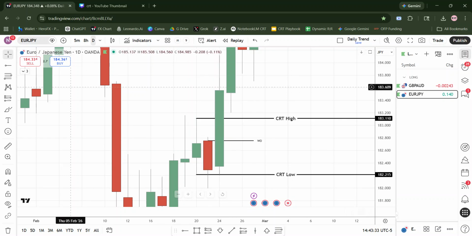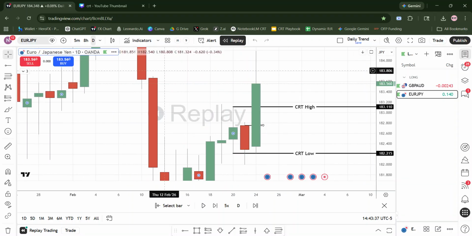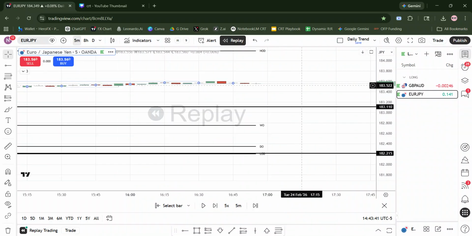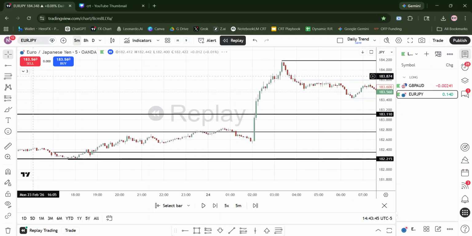So let's do the replay option. And we'll go down to the 5 minute. We're going to find that first fair value gap on the daily.